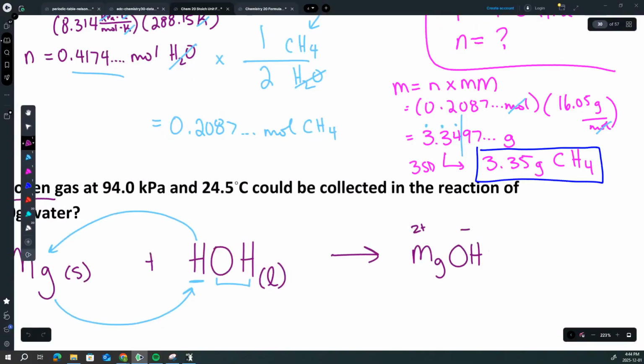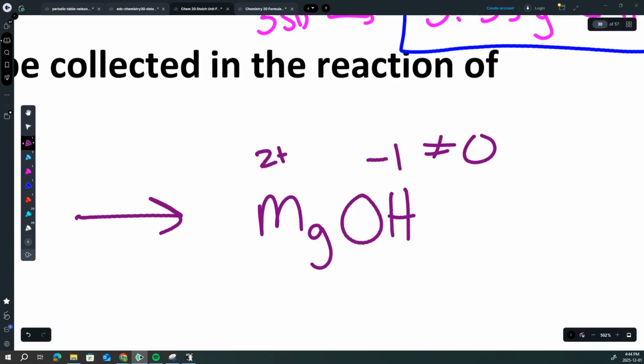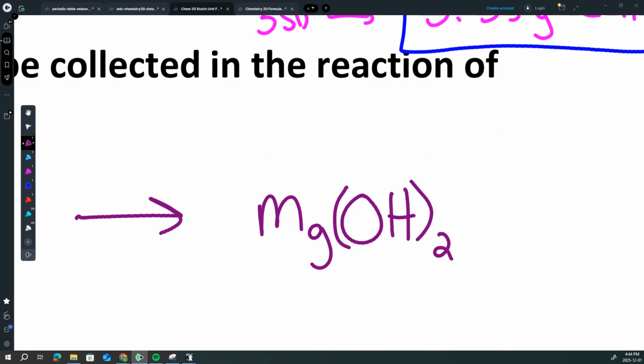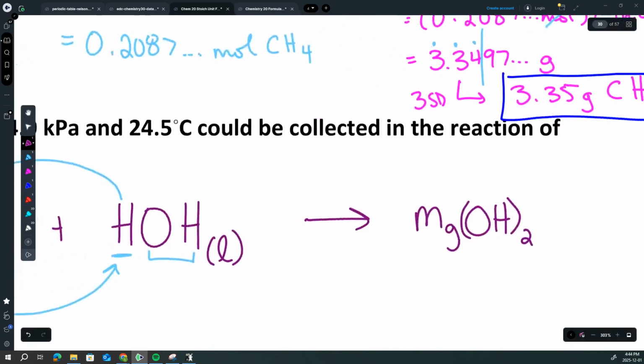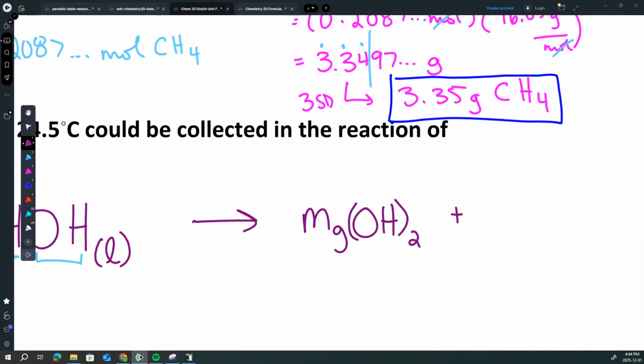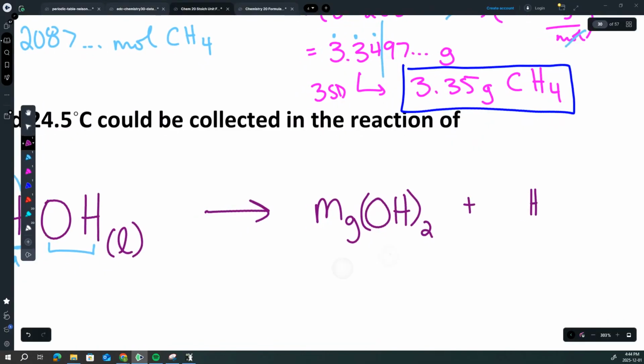Okay, so 2 plus and 1 minus, obviously that's not 0, so we've got to do crisscross applesauce, which means that we're going to have 2 hydroxides. So whenever you have more than one polyatomic ion, you need to put brackets around it, and then whatever your subscript needs to be. And then for our final product, that's going to be hydrogen.